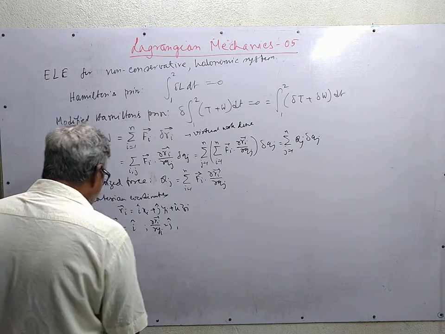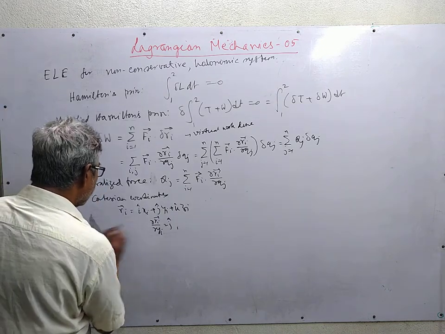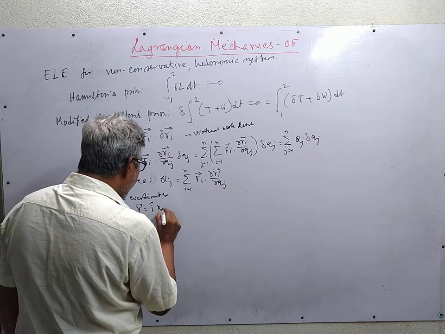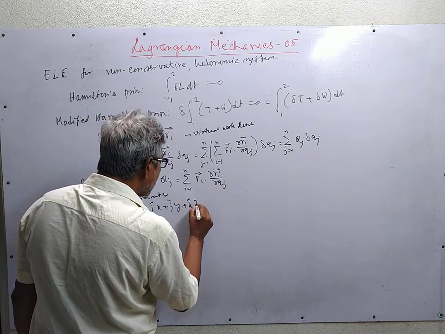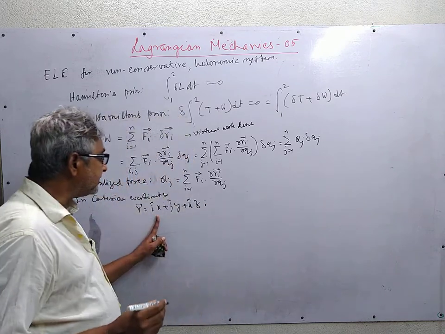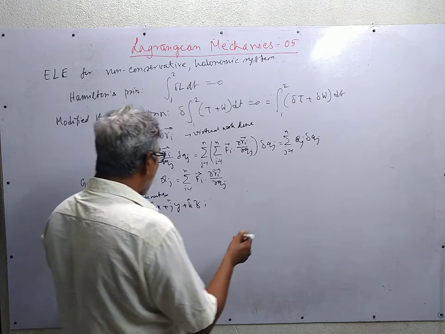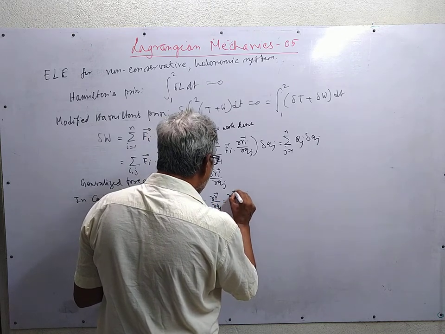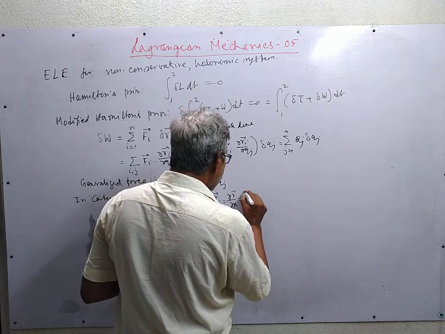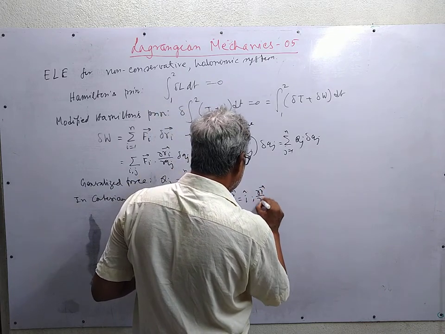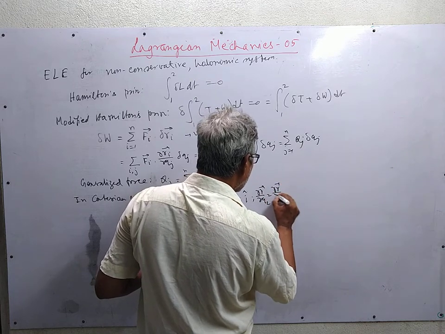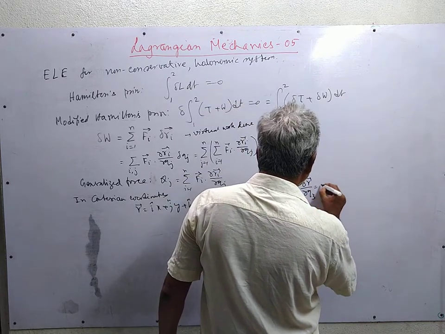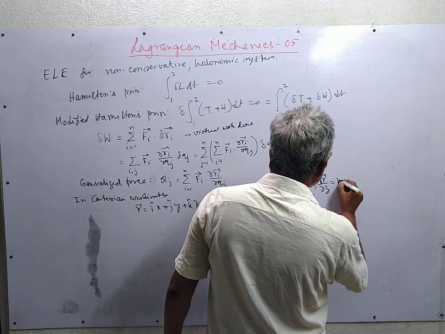It will be better if we consider a single particle system, for which r is equal to i cap x plus j cap y plus k cap z. The generalized coordinates are q1 equal to x, q2 equal to y, and q3 equal to z. So del r del q1 is equal to del r del x is equal to i cap. Similarly, del r del q2 is equal to del r del y is equal to j cap, and del r del q3 is equal to del r del z is equal to k cap.